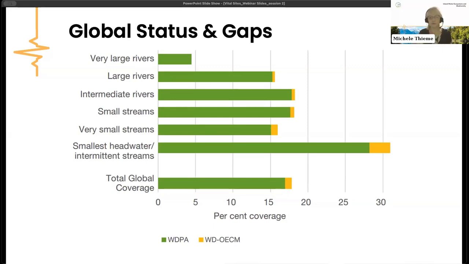And this graph shows the results for rivers. And so even among river ecosystem types, you can see that the smallest types of rivers are already exceeding that 30% global target. However, very large rivers have less than 5% coverage. So the bottom line is, in order to fully represent all different types of freshwater ecosystems, we really need to be making a lot of progress to get to that 30% target.